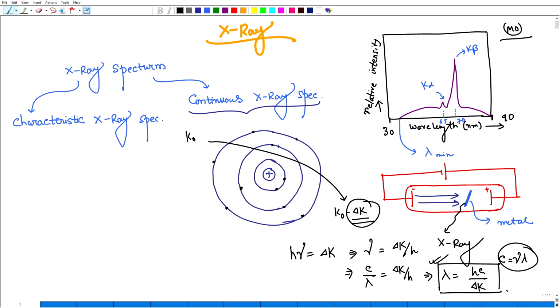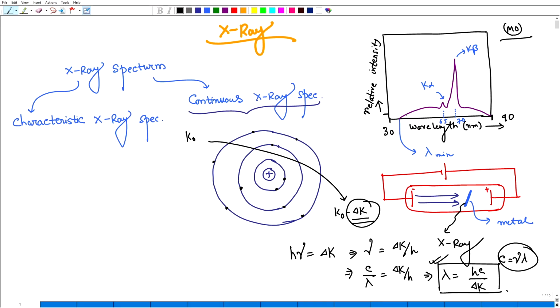Now let's say there is not only one collision, right? This electron, with the energy k naught minus delta k, will again collide, because there are lots of atoms on the surface of the metal, so there will be successive collisions. Each time the delta k will not be the same. Obviously there are various values of delta k, so there will be various values of lambda. So we can say that each lambda will be observed. That's why the spectrum will be continuous. Continuous means there will be each lambda. Obviously the intensity will not be the same; the intensity of the photon for each lambda will not be the same.